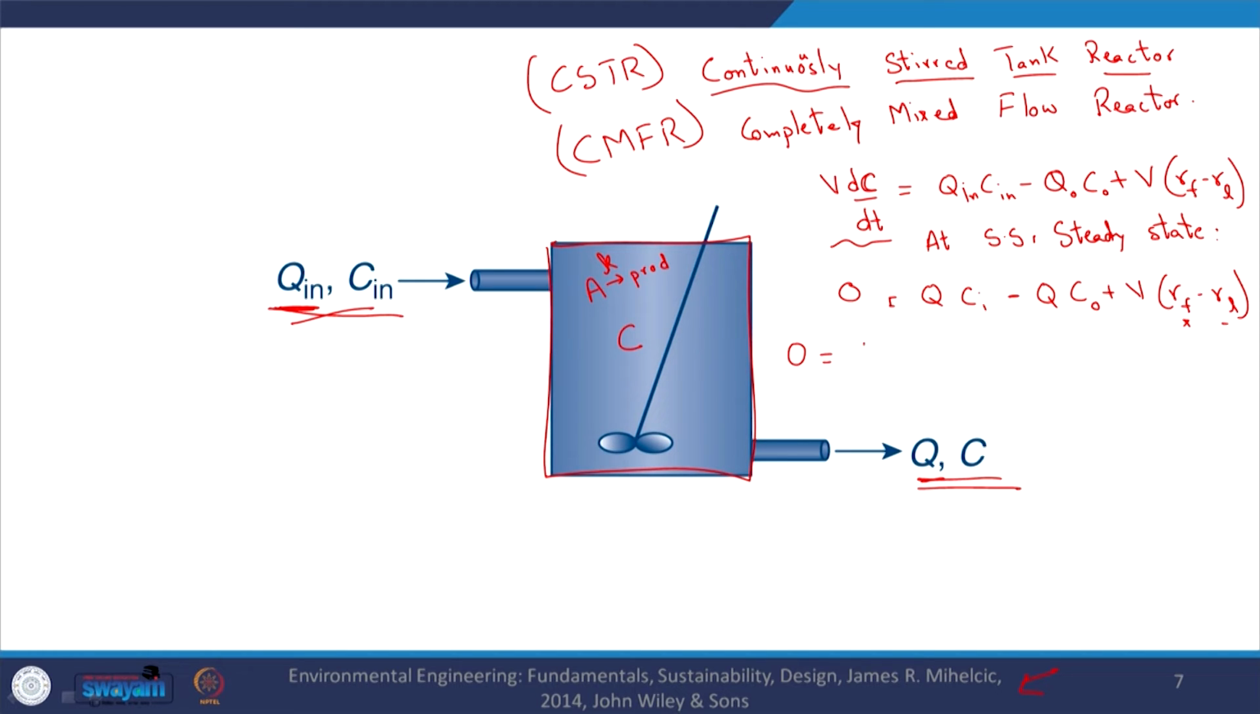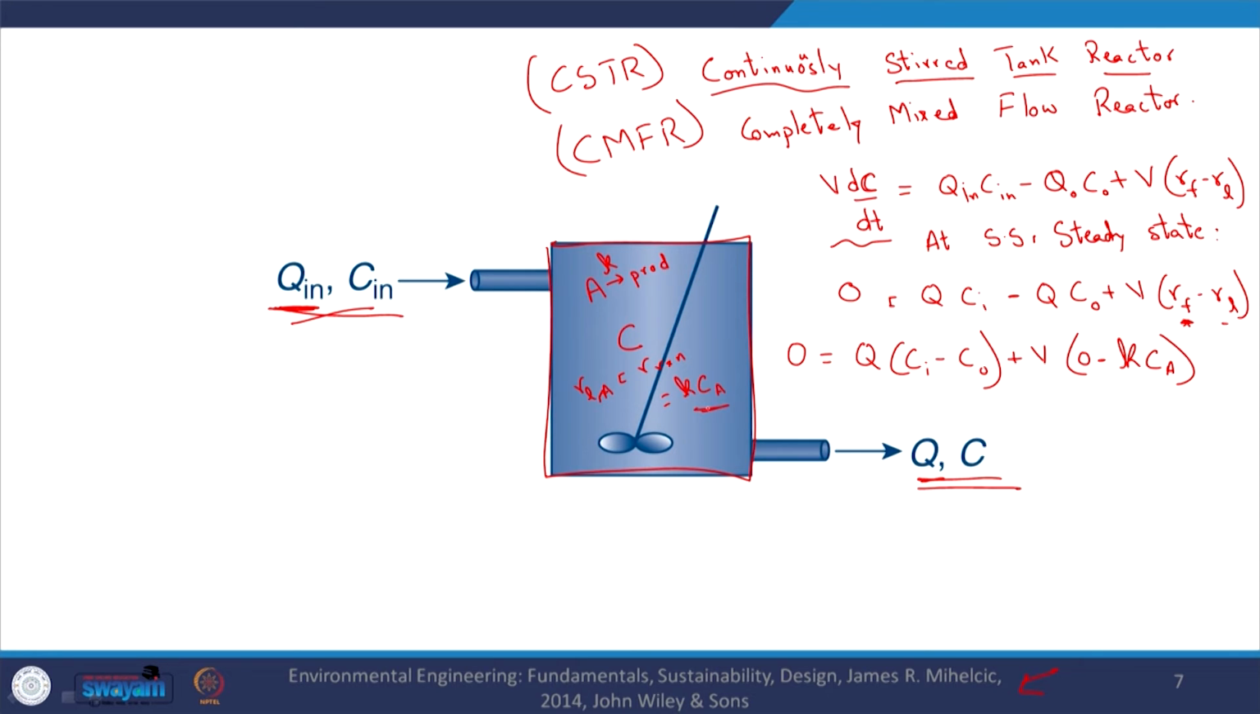0 is equal to Q times C in minus C out plus volume into, there is no formation of the compound as we just saw, 0, minus the rate of loss. How is the compound being lost by this reaction, and what is the rate of loss of this particular compound A? The rate of loss of A is equal to the stoichiometric coefficient 1 times the rate of the reaction. And what is the rate of reaction? It is nothing but K times the concentration of A within the reactor. That is what I am going to plug in here, minus K times the concentration of A within the reactor.